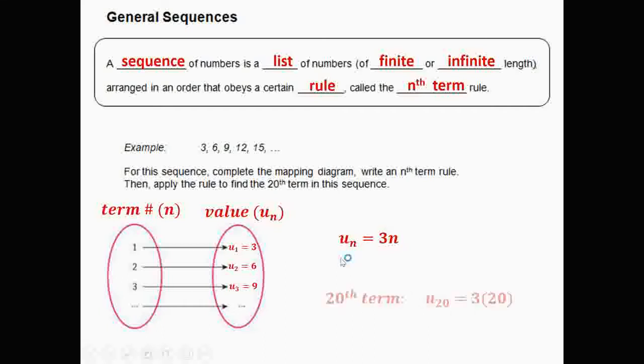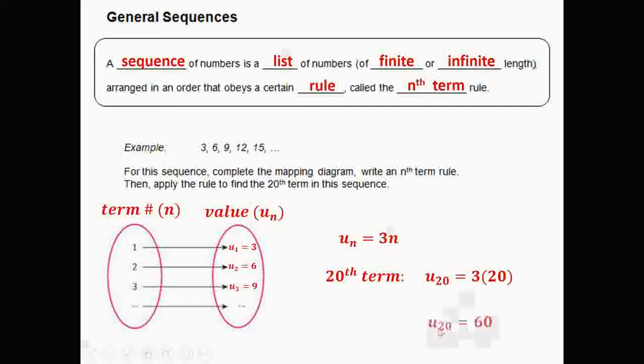That's our rule. So for example, if we wanted the 20th term in this sequence, which is what it asks us here, the 20th term would be u sub 20. We would put 20 into the rule here, term number 20 times 3, and our u sub 20 must be 60. Our 20th term would be 60.